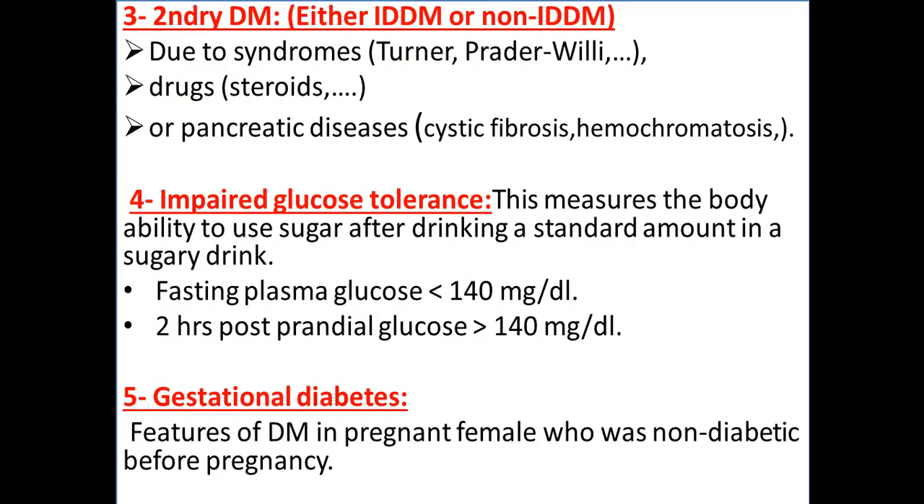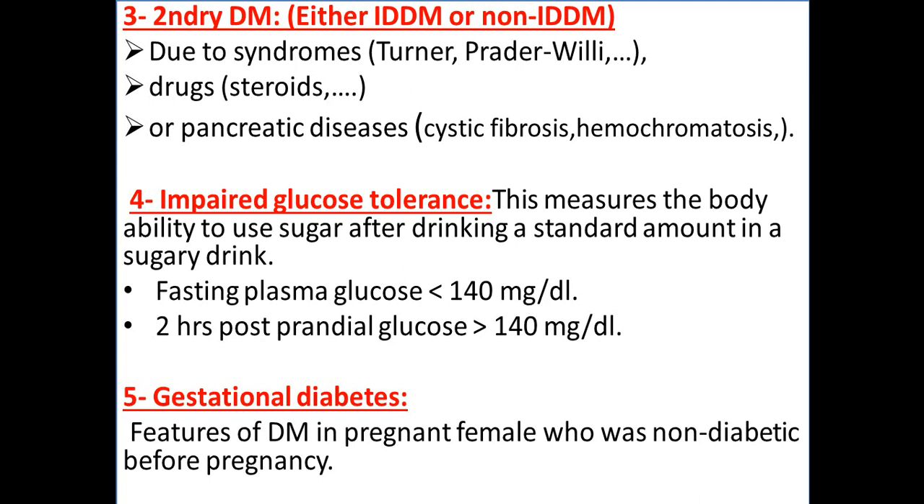The third type, we call it secondary diabetes, whether it is insulin dependent or non-dependent. It may be due to syndromes, drugs, or pancreatic diseases. Among syndromes, Turner and Prader-Willi are known syndromes with diabetes. Among drugs, mainly steroids, and pancreatic diseases like cystic fibrosis or hemochromatosis.